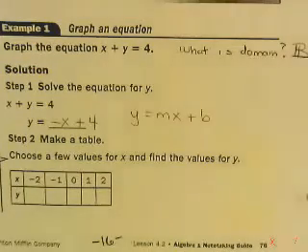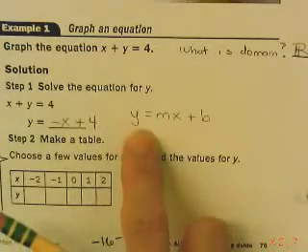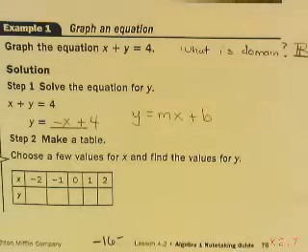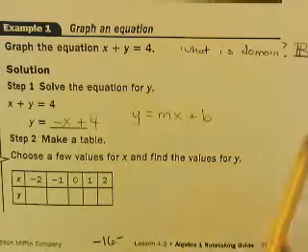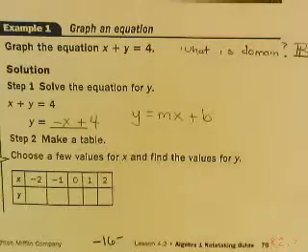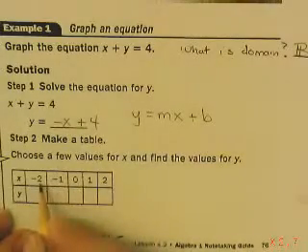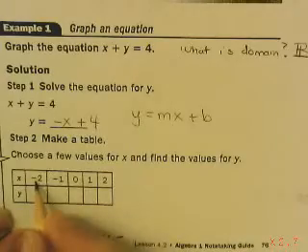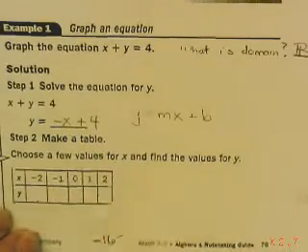Next thing we're going to do is make a table. Now, you may know how to graph it from y equals mx plus b, but we're going to graph it using a table. My domain is all real numbers, but obviously I can't choose all real numbers. So good numbers to choose are ones around the origin. I'm going to choose negative 2, negative 1, 0, 1, 2.